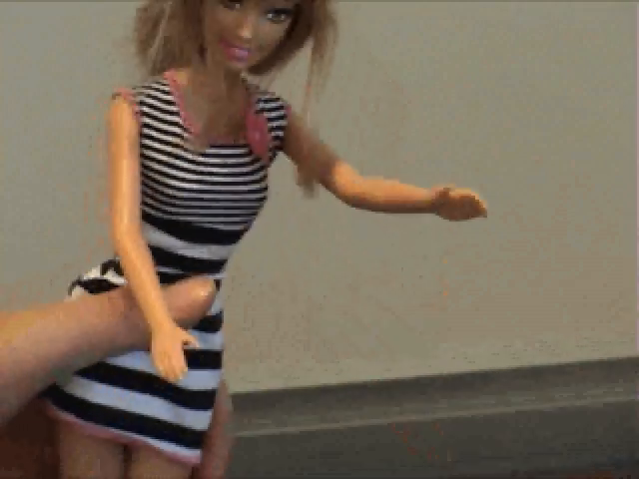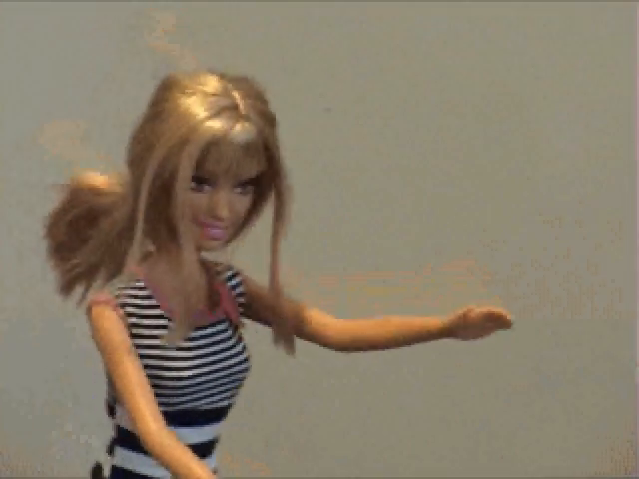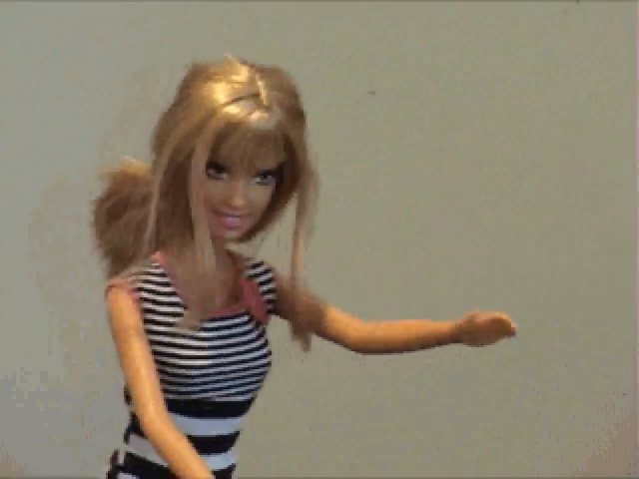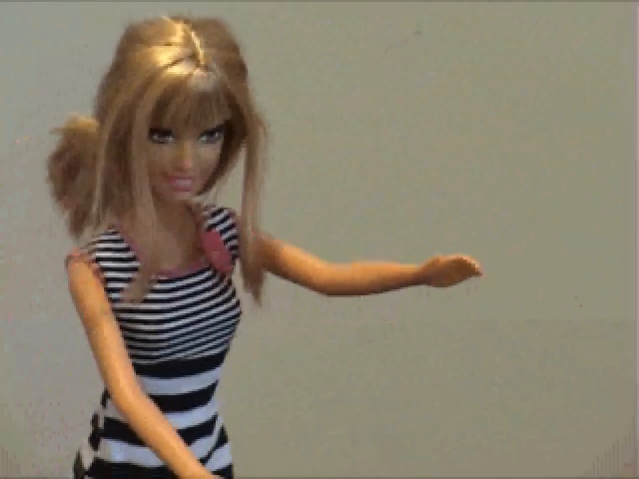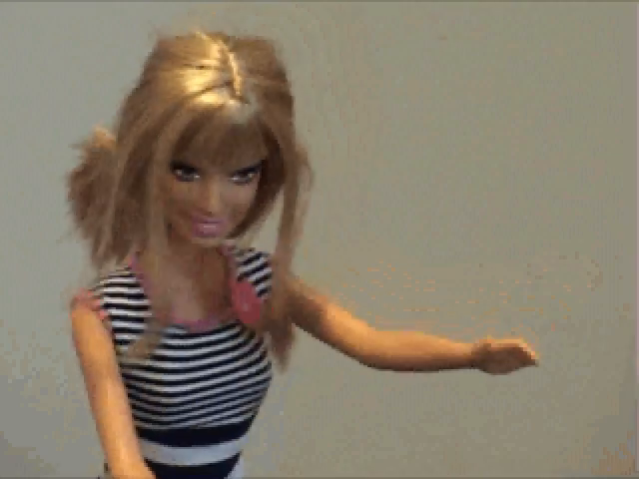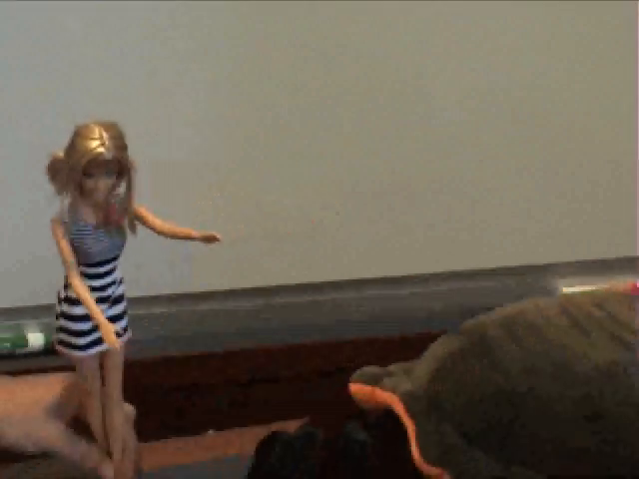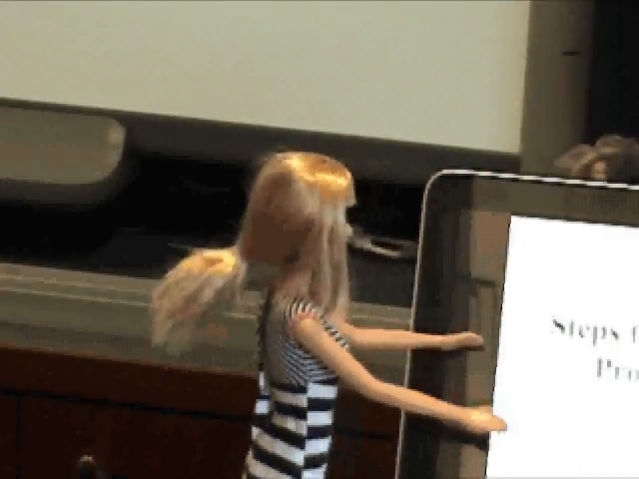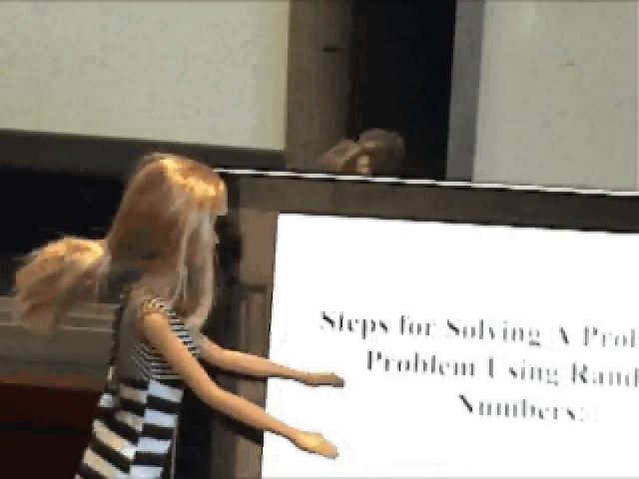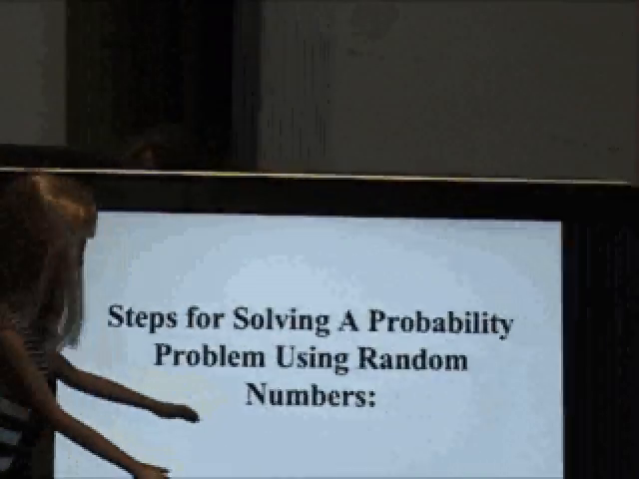However, there's a problem, and there's a probability that Mr. Turtle will get overbooked. So, we are going to use our lovely Russian technology to figure out what the probability of Mr. Turtle being overbooked is. Shall we go? So, we are going to find the steps for solving a probability problem using random numbers.